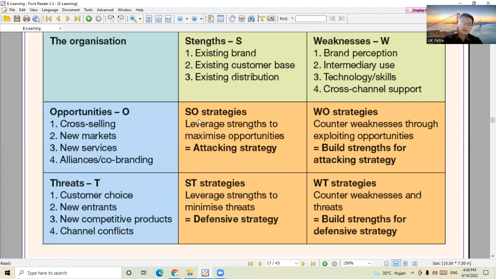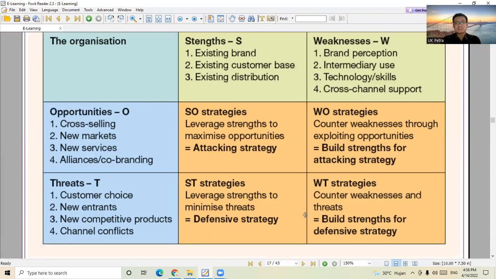And for each of these, we can have strategies. We can draw the table like this, and we can formulate our strategies based on the strengths or opportunities, what we call the SO strategies. SO strategies means that we do the attacking strategy. WO strategies, we basically build strengths for attacking strategies. The ST strategies, the strength-threat strategies, are the defensive strategy. And the last one, the weakness-threat strategy, is to build strengths for defensive strategies.